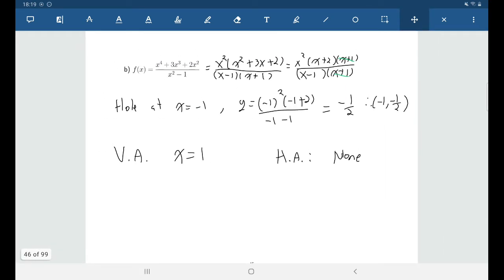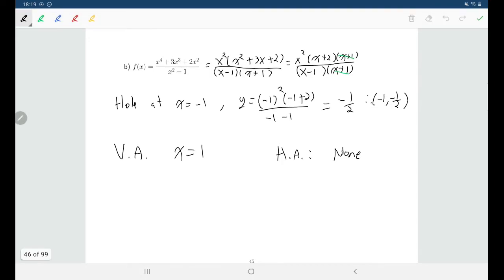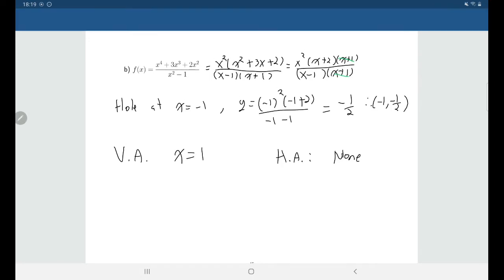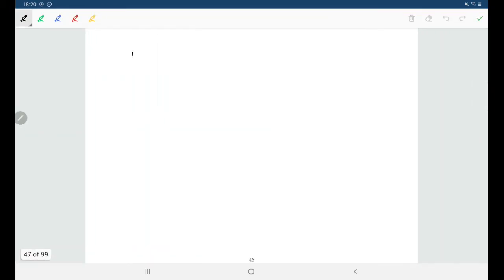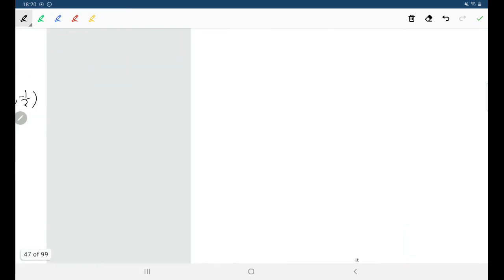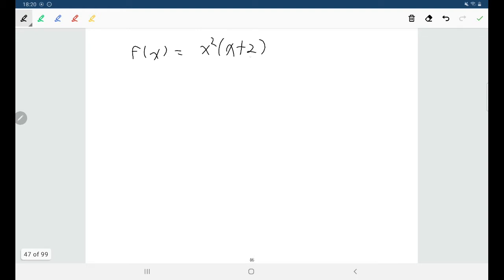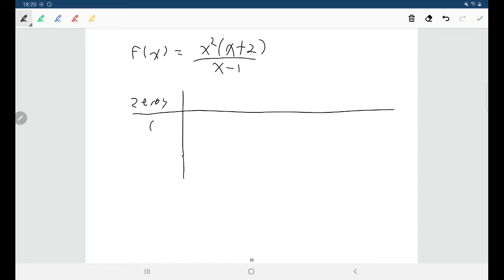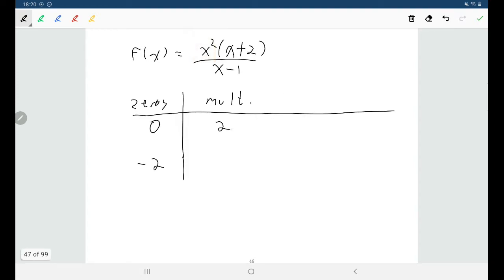Next, let's think about our x-intercepts. So for our function, when it was simplified, f of x simplified to give us x squared times x plus 2 over x minus 1. And for that, you can see that there are two zeros. We cross the x-axis when x is 0. We cross the x-axis when x is -2. And when x is 0, that came from x squared, that has multiplicity of 2.